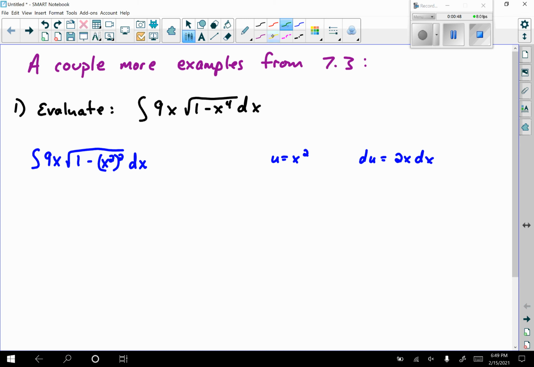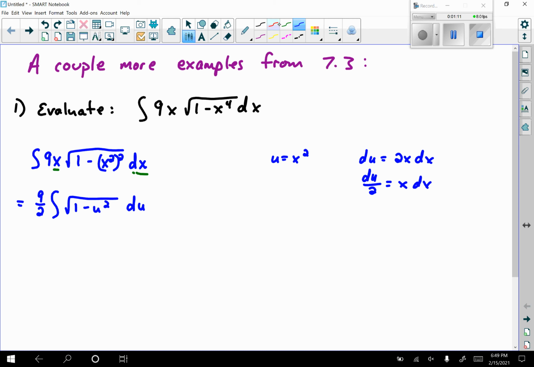Now if you notice, we see the x dx here, so that means I'm going to have to put the du over 2, and that's going to replace the x dx. So now I could put the 9/2 on the outside, so it's 9/2 times the integral of the square root of 1 minus u squared, and then just du, because I already put the 1/2 out in front.